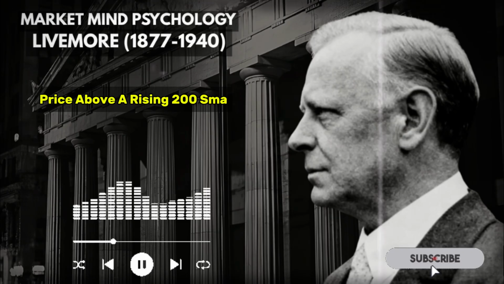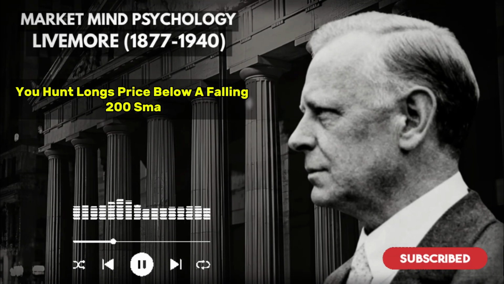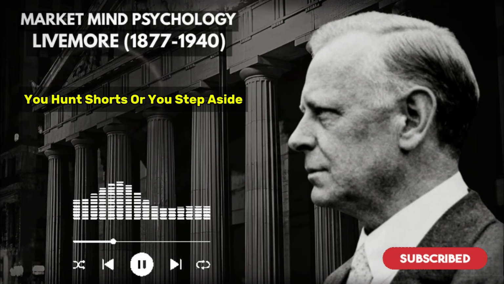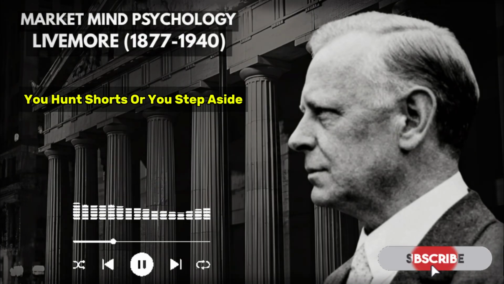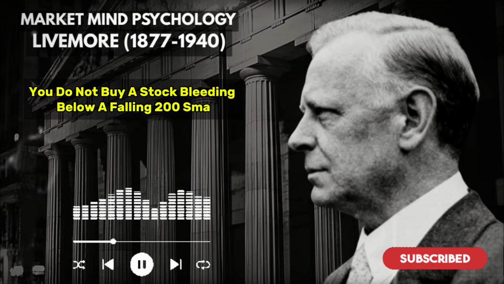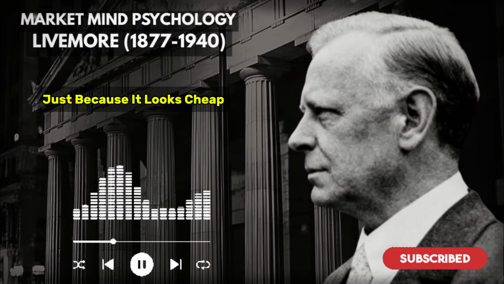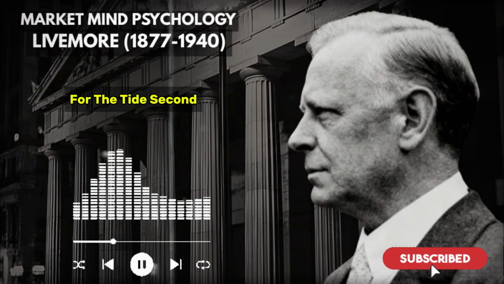It answers a single question: which side am I allowed to trade? Price above a rising 200 SMA, you hunt longs. Price below a falling 200 SMA, you hunt shorts, or you step aside. You do not buy a stock bleeding below a falling 200 SMA just because it looks cheap. The tide is going out. You wait for the tide.